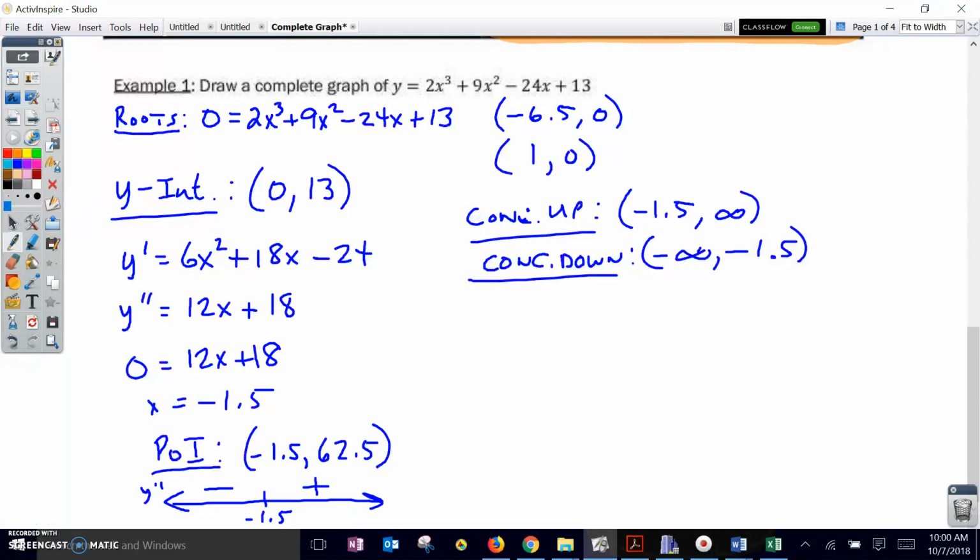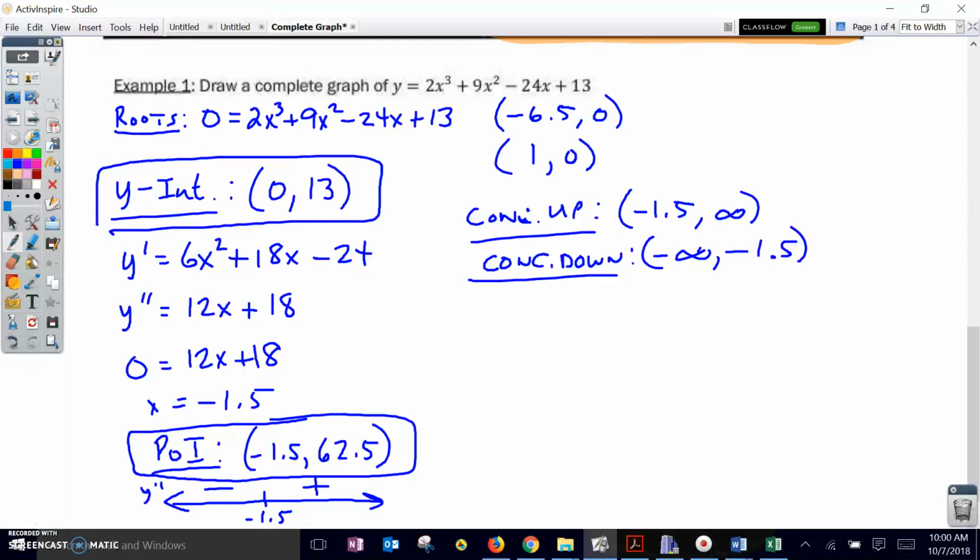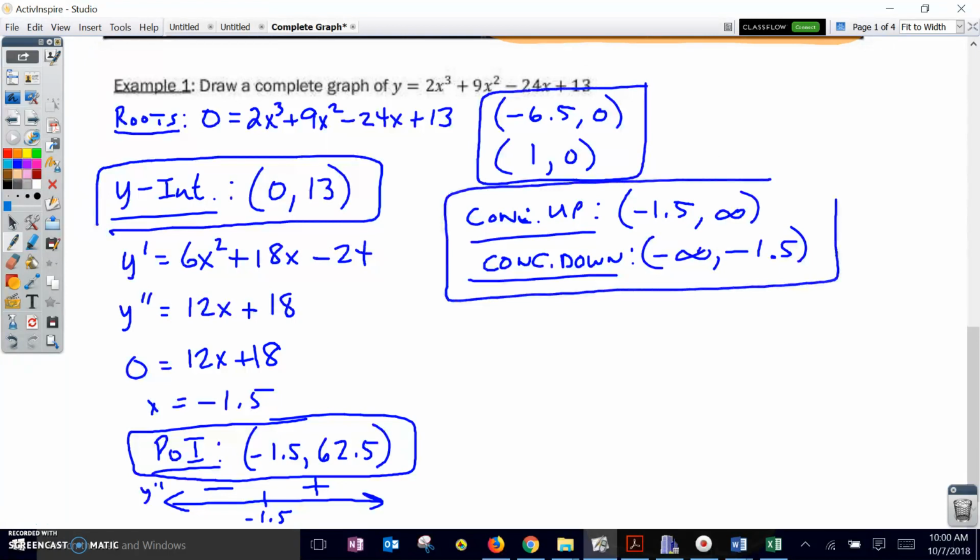And then I'm going to go for my extreme values. I set y prime equal to 0. Need to make sure that I keep all of my important information highlighted here. Alright, so then I need y prime equals 0.